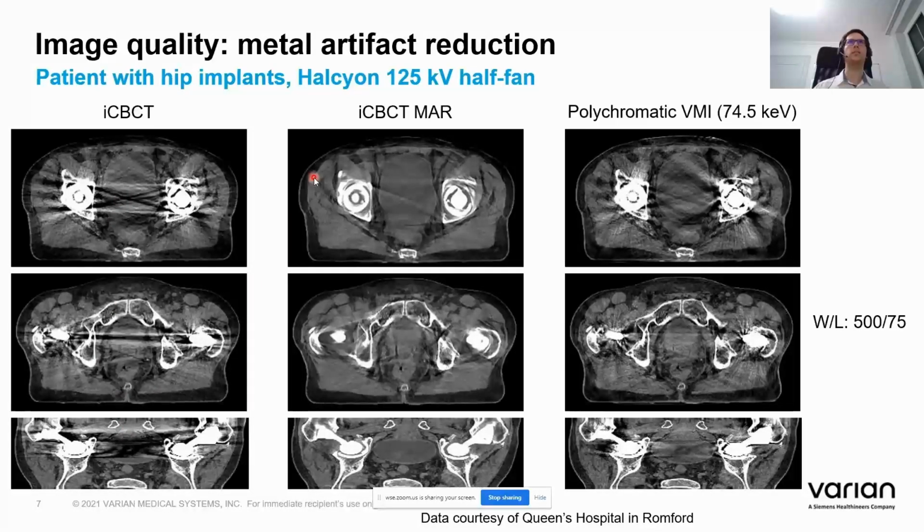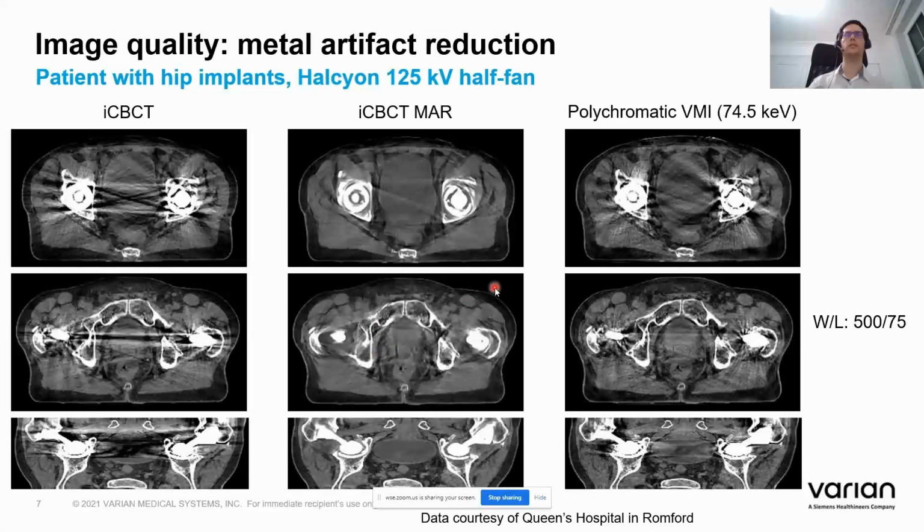Next, we also ran an ICBCT reconstruction with metal artifact reduction based on metal inpainting. In this case, with the results shown in the middle column, we observed increased visibility of the bladder region. However, we also noticed that the metal inpainting might negatively affect certain anatomic details, particularly in the vicinity of the implants, as you can see in the middle image.